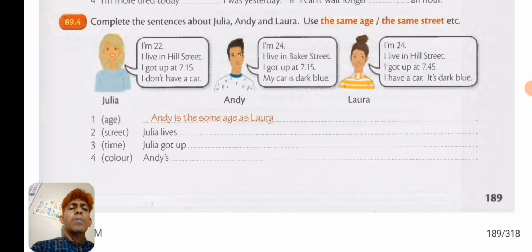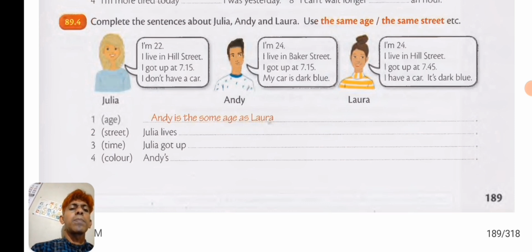First one, age. Julia, 22. Andy, 24. Laura, 24. Andy is the same age as Laura. Street. Julia Hill Street and Laura Hill Street. Julia lives in the same street as Laura.